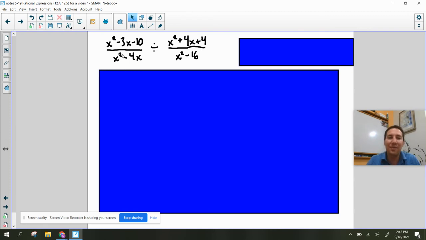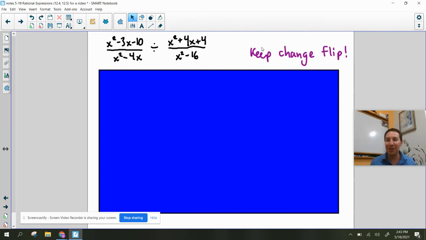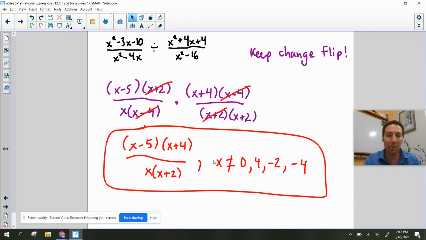What do you do if it's a division problem? You still want to factor. You still want to find all your restrictions, but I remember this from fraction division. It's a keep, change, flip problem. You're going to multiply by the reciprocal. So if you pause the video and try that one out here, here's all my work.